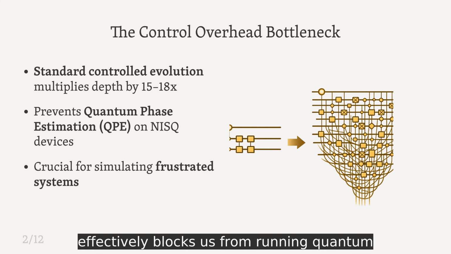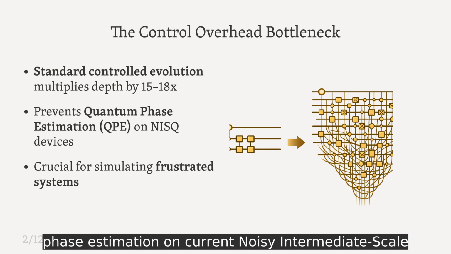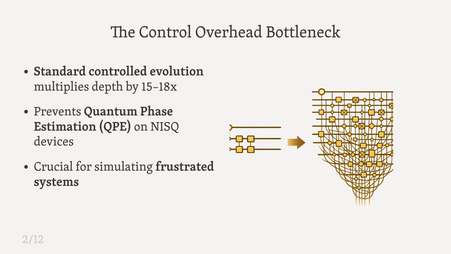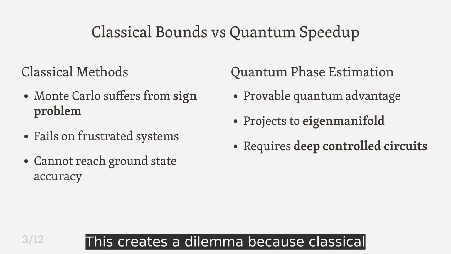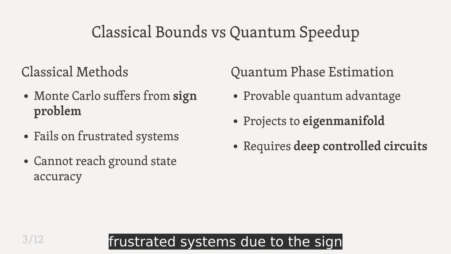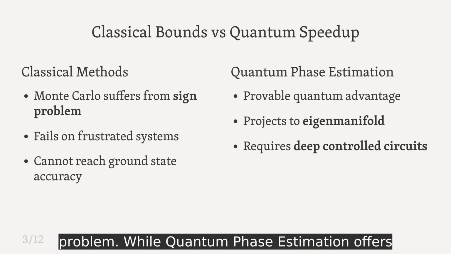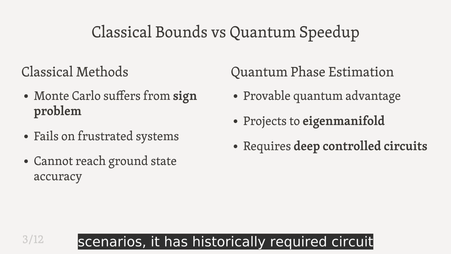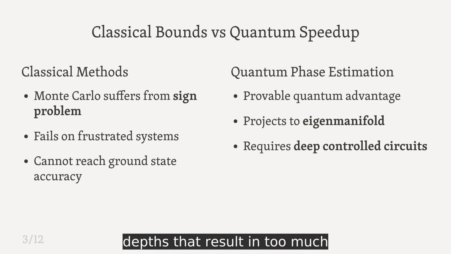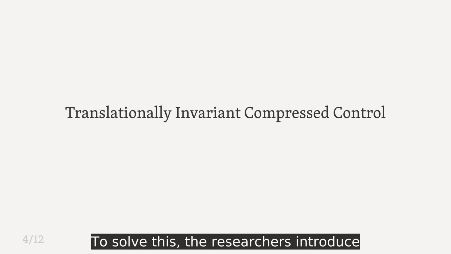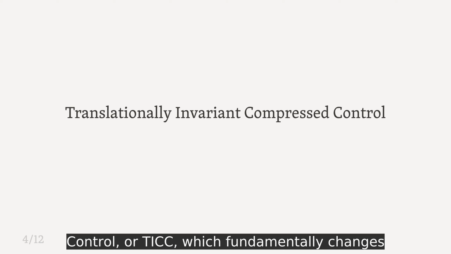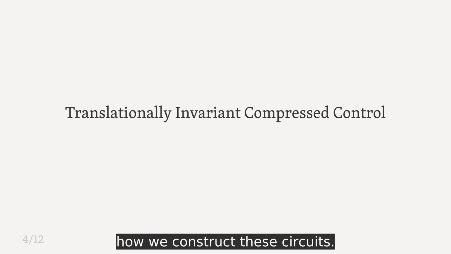This bottleneck effectively blocks us from running quantum phase estimation on current noisy intermediate-scale quantum devices, or NISQ. This creates a dilemma because classical methods like Monte Carlo fail on frustrated systems due to the sign problem. While quantum phase estimation offers a provable advantage for these exact scenarios, it has historically required circuit depths that result in too much noise. To solve this, the researchers introduce a method called Translationally Invariant Compressed Control, or TICC, which fundamentally changes how we construct these circuits.